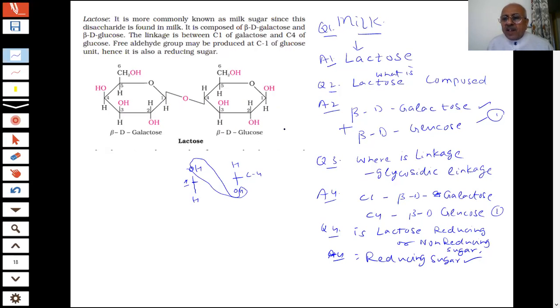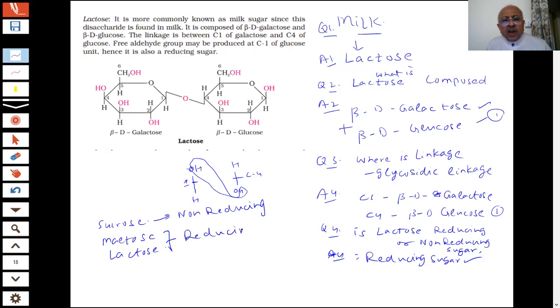Therefore, it is a reducing sugar. So the 3 disaccharides I told you till now: sucrose, maltose and lactose. Out of these, only sucrose is non-reducing, and these two are reducing sugars.